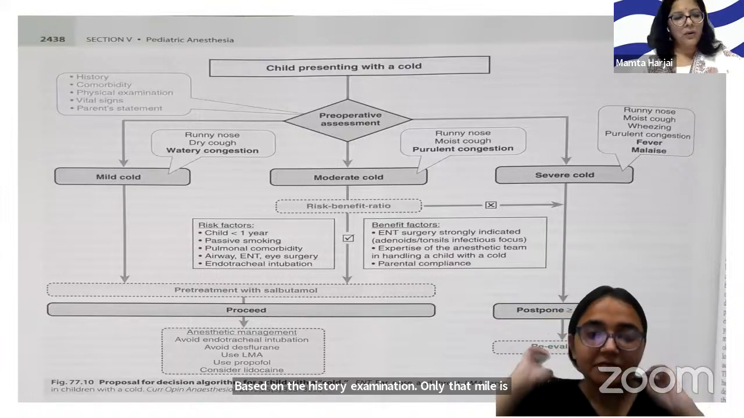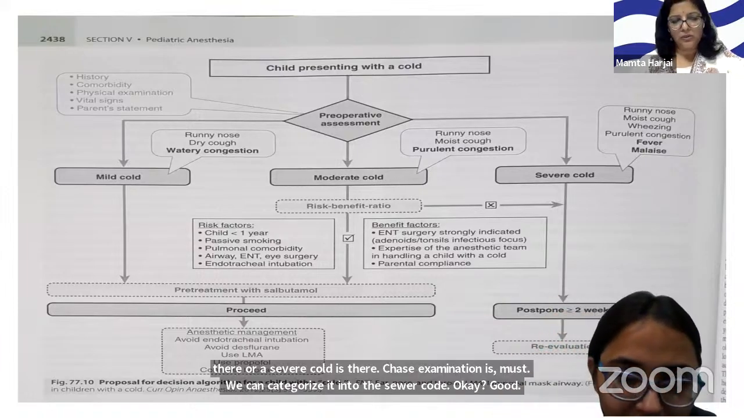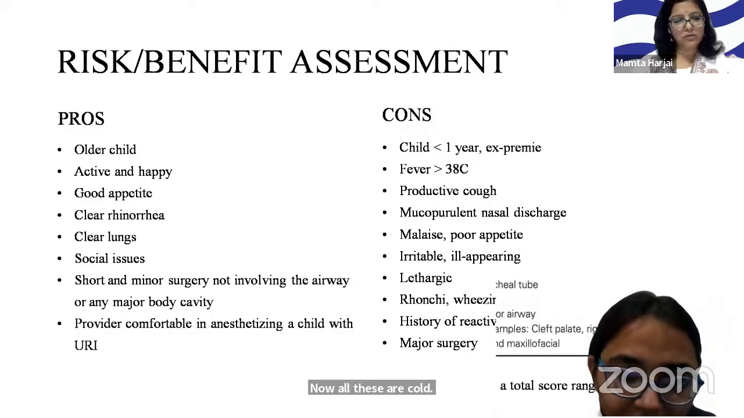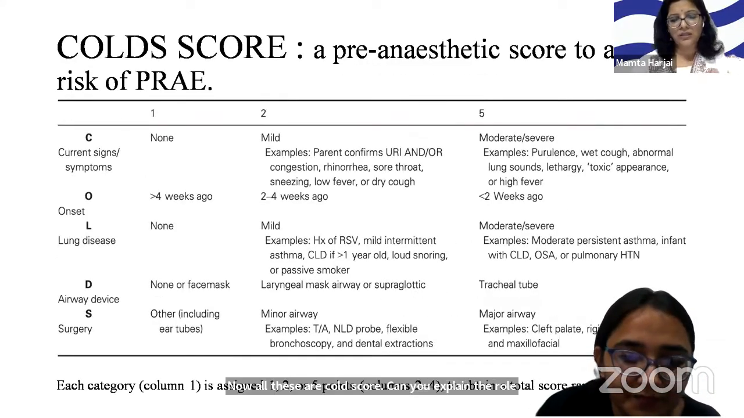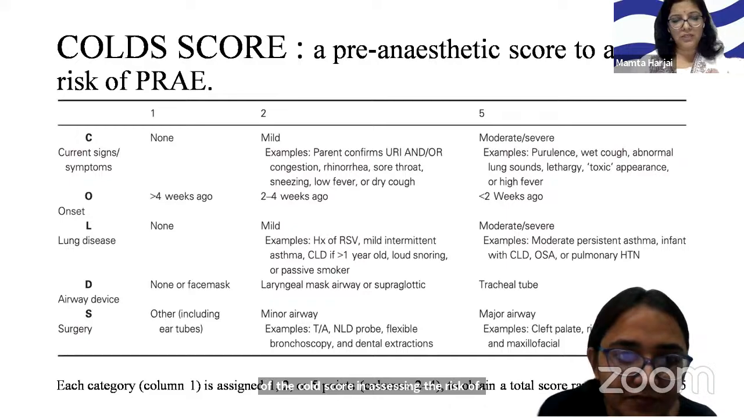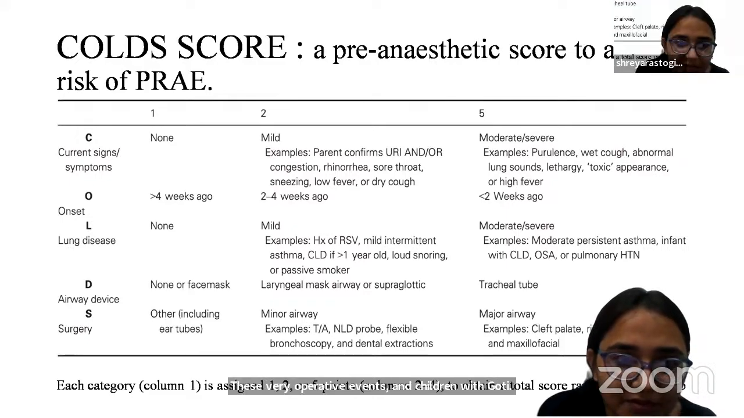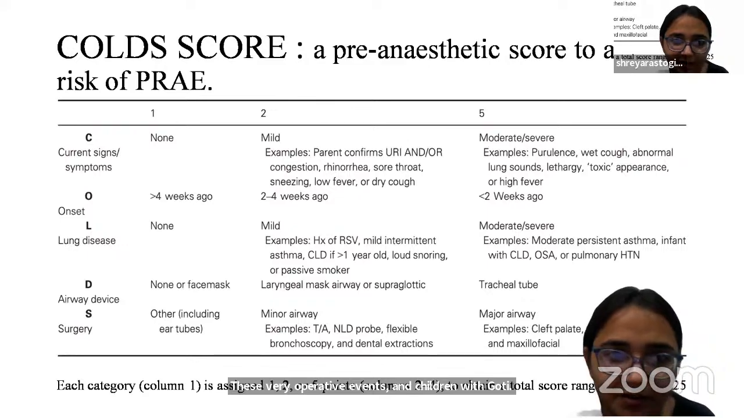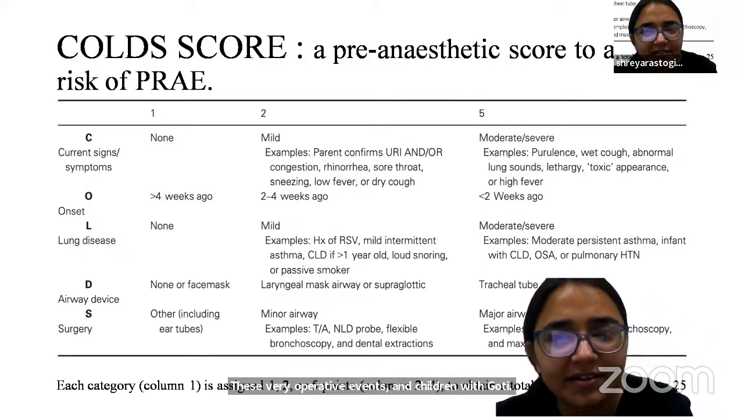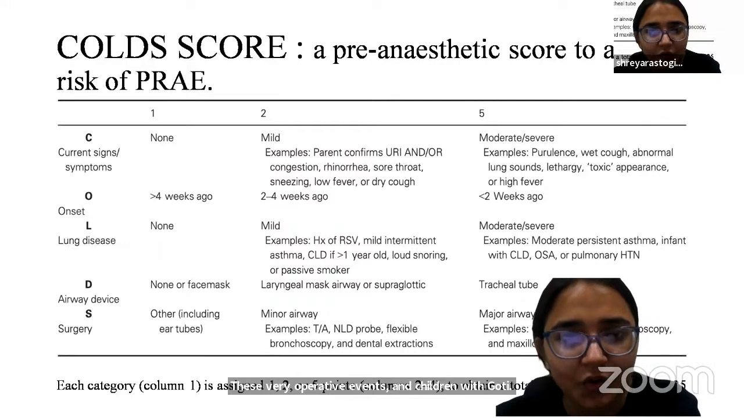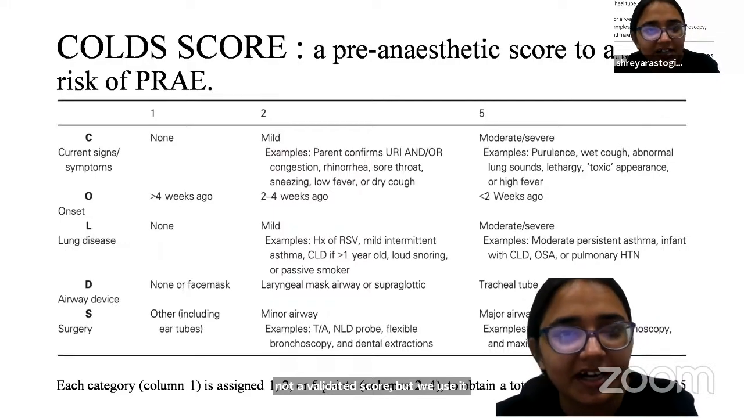Okay, good. Now, there's a cold score also. Can you explain the role of the cold score in assessing the risk of these perioperative respiratory events in children with URTI? Yes, ma'am. Ma'am, cold score is a pre-anesthetic score. It is not a validated score, but we use it to assess the risk of perioperative respiratory adverse events.